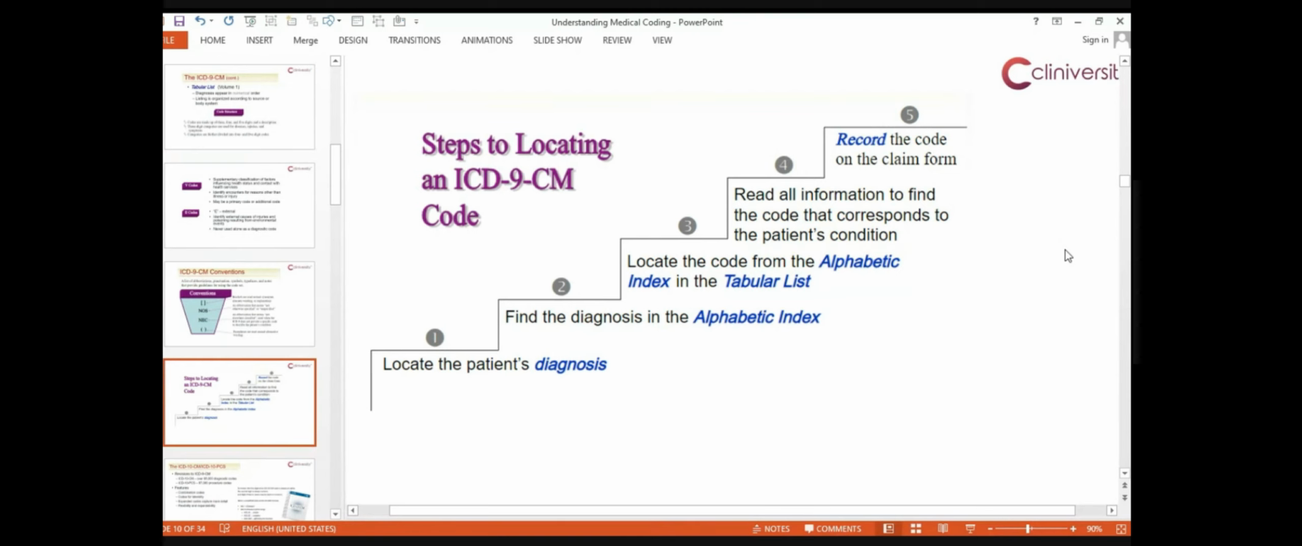First, locating the diagnosis, then cross-checking that diagnostic term in the alphabetical index in the dictionary. Then under the alphabetical index, you will get the tabular list in which exactly the codes will be assigned for that condition. Then you will look into all the information provided in front of that code. That means you are assuring that it is as per the diagnostic term you have located. So you need to read all the information to find the code that corresponds to the patient's condition. And next you will record it in the claim form so that the billing team can work on that and approve payment.